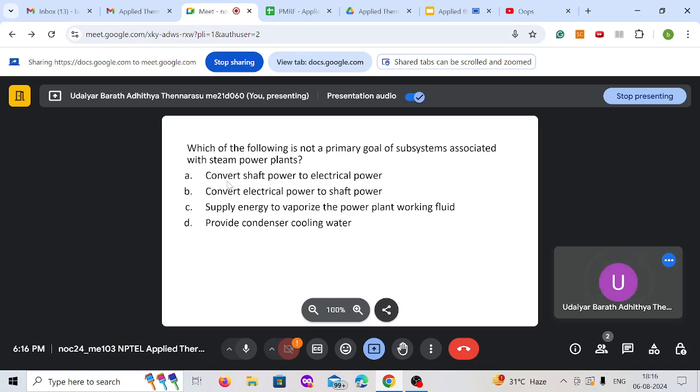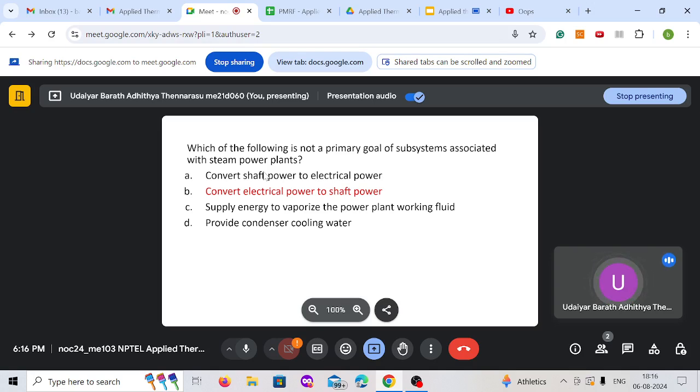The next is, which of the following is not a primary goal of subsystems associated with a steam power plant? So A, convert shaft power to electrical power. Option B, convert electrical power to shaft power. C, supply energy to vaporize the power plant working fluid. Option D, provide condenser cooling water. So out of these four, which is not a primary goal of any of the subsystems? So the answer is option B, convert electrical power to shaft power.